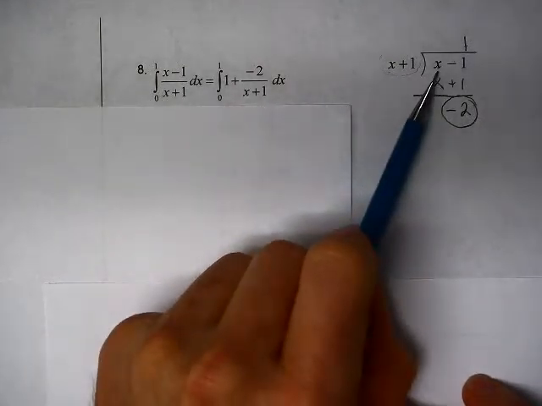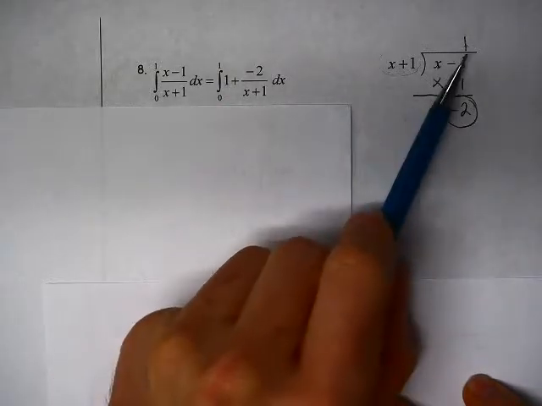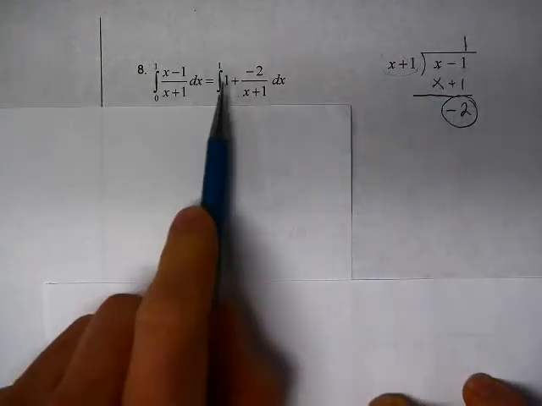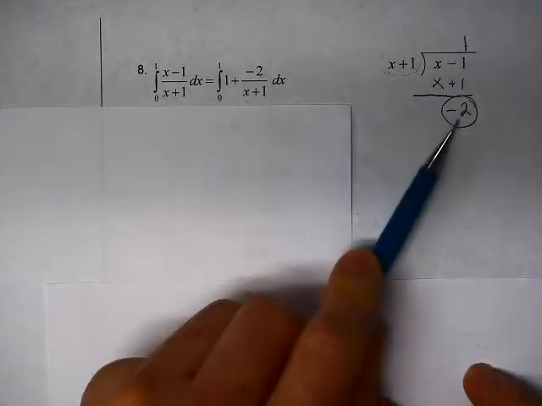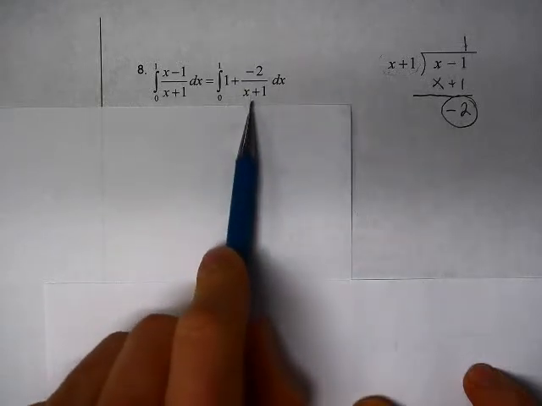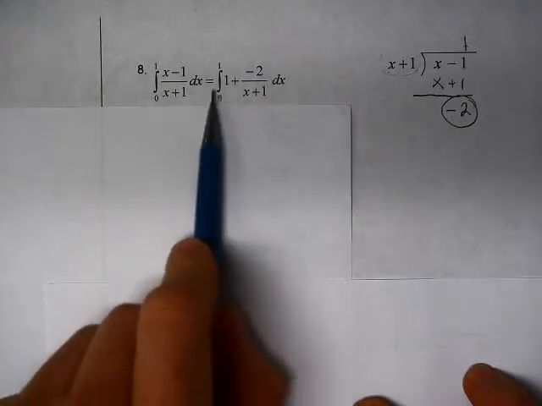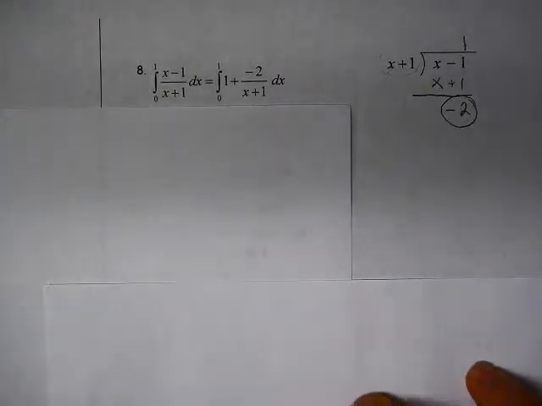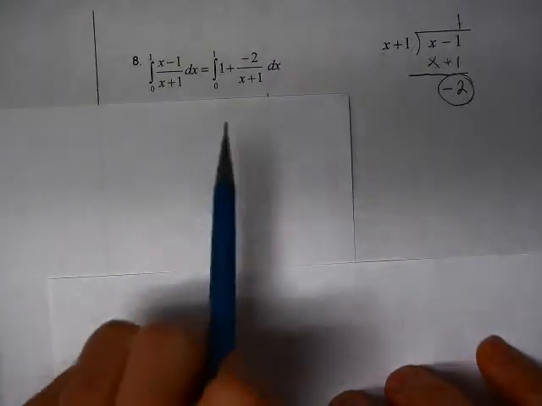So you can see how I used this information to rewrite this problem. When I divided x plus 1 into x minus 1, I got a 1 with a remainder of negative 2. So I have the 1 here. The remainder of negative 2 goes over the original denominator, and so I have a new form for this problem.